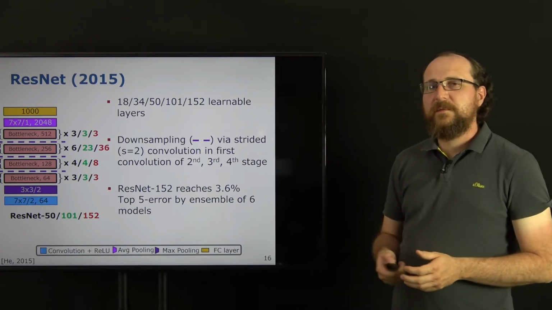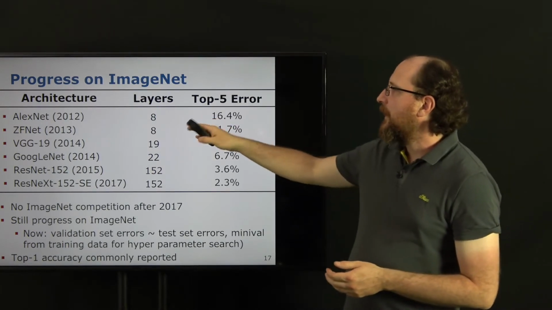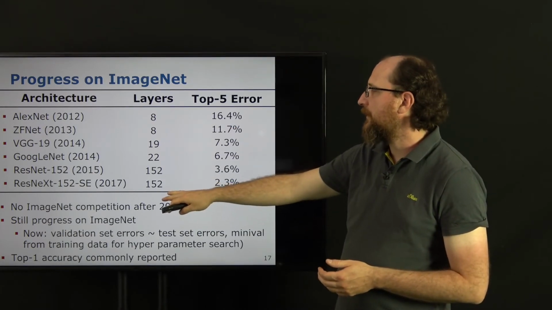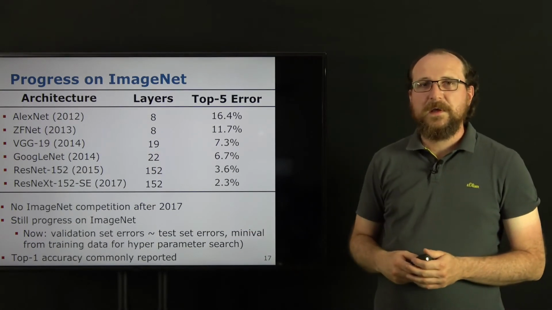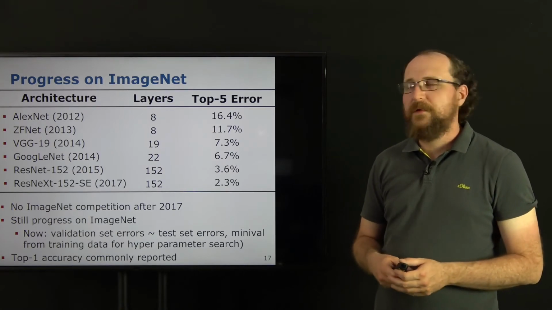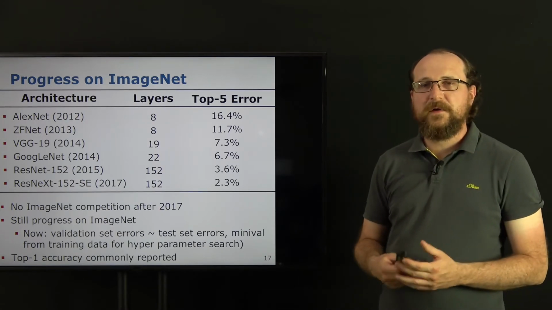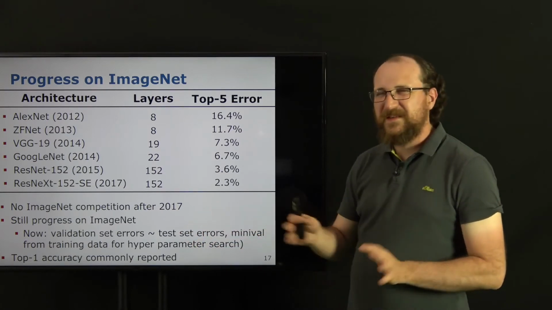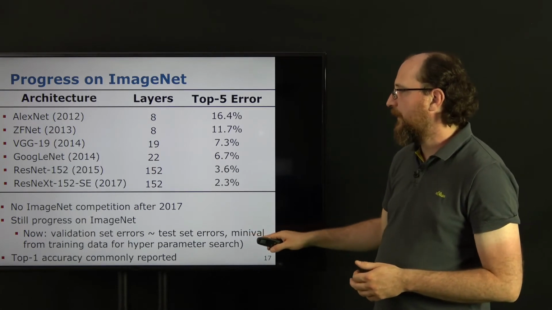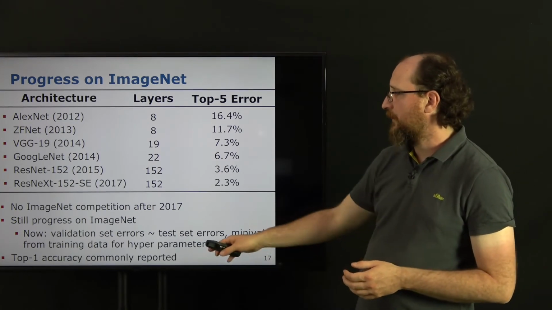And when we now look at the progress on ImageNet, then we can see the common pattern, so that we started with 8 learnable layers, and then we are ending here with 152 layers. So after 2017, the ImageNet challenge or competition was basically ended. Therefore, approaches are not reporting anymore the test set error, but the validation set errors, which are similar to the test set errors, but then they have, of course, to use a different validation set, which is the so-called mini validation set, extracted from the training data to fix the hyperparameters.